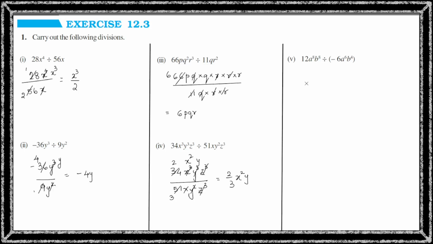Next I have 12a power 8 b power 8 by minus 6a power 6 b power 4. So 6 2s is 12. 6 a's get cancelled, I'm left with a square. 4 b's get cancelled, I'm left with b power 4. So I have minus 2a square b power 4. That is your first sum.